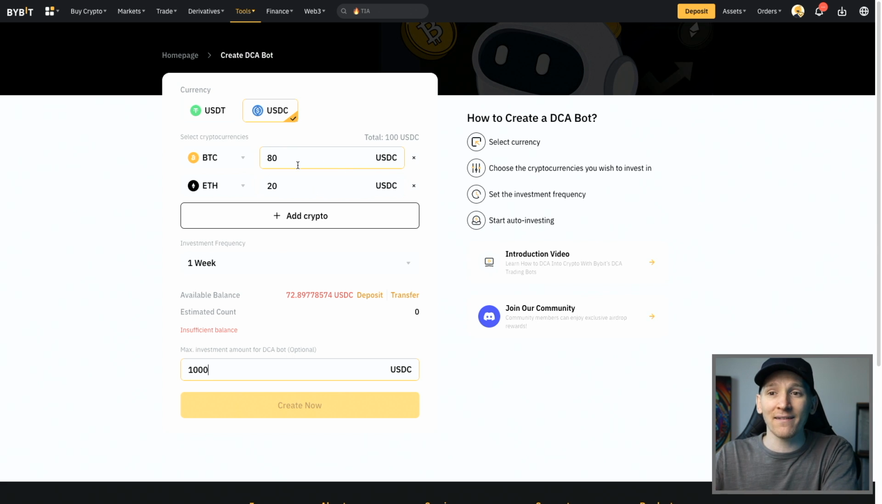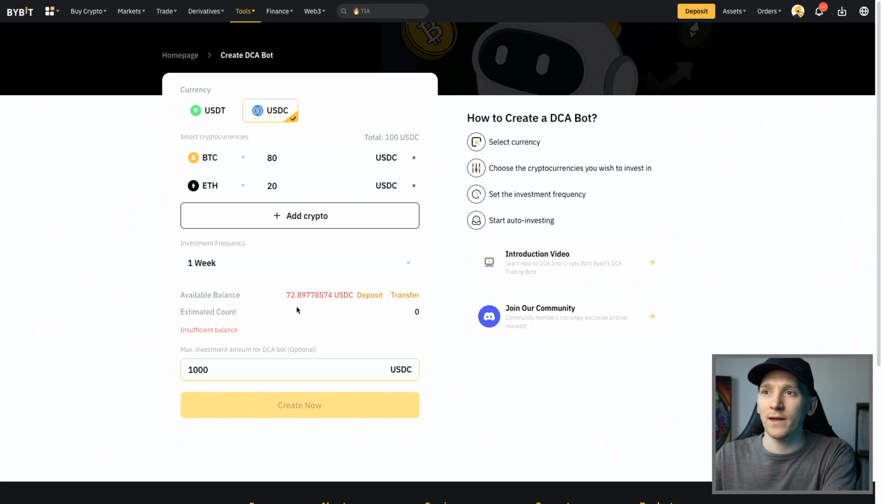Now, if you don't have any assets or you run out of assets, then obviously it's just not going to buy. And what it's going to do is skip that week if you're on a weekly frequency and try and buy again the next week. And you can deposit some funds in there if you want. So that's exactly how you do it. Very, very simple to do that.